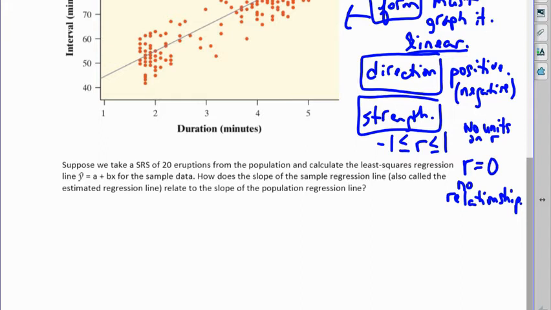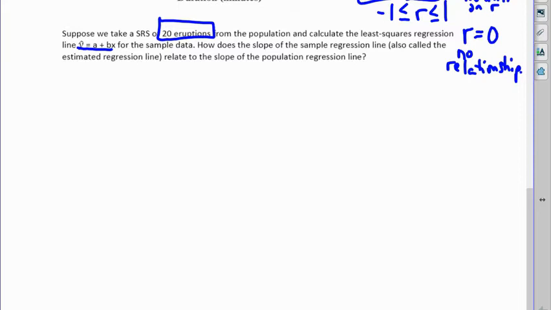Okay, so if we take a simple random sample of 20 eruptions, now inference would be appropriate because this is based on a sample, and we could find a linear regression line just based on the sample data, and we can compare that to what we really know is the true population line. So just to show how this process works.